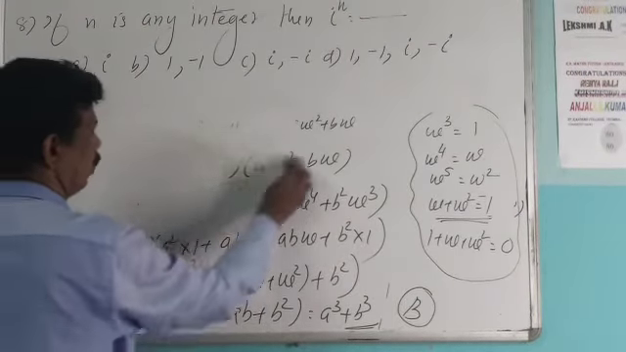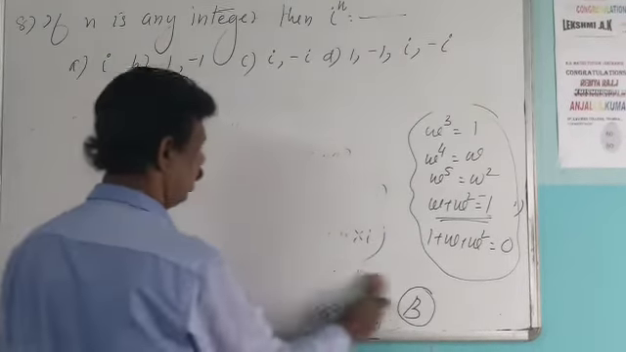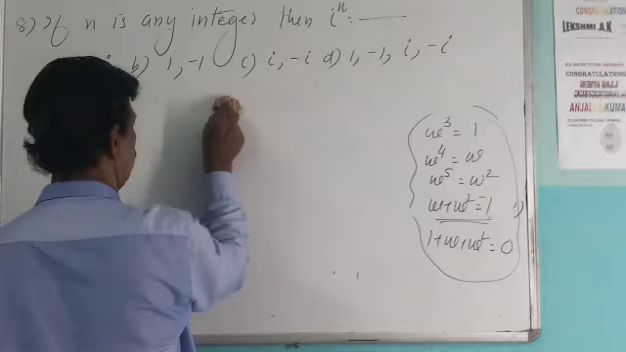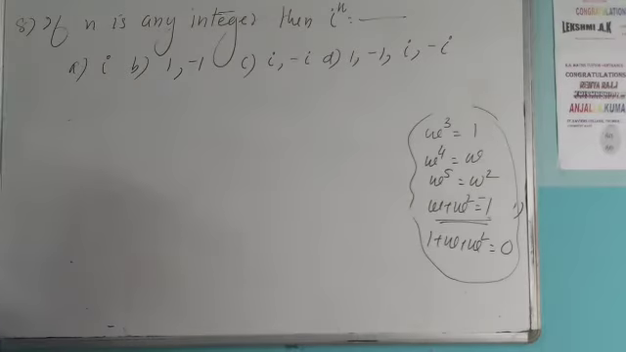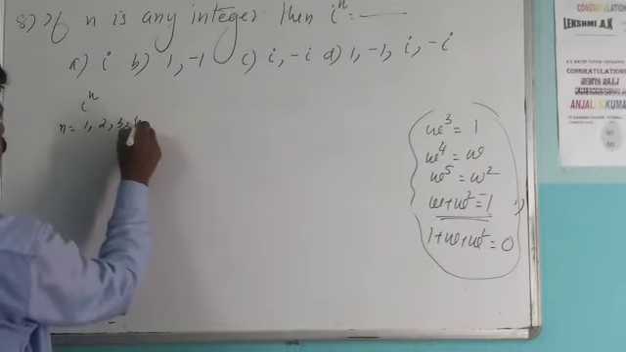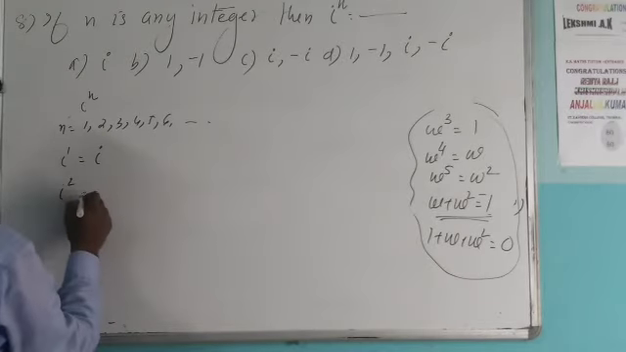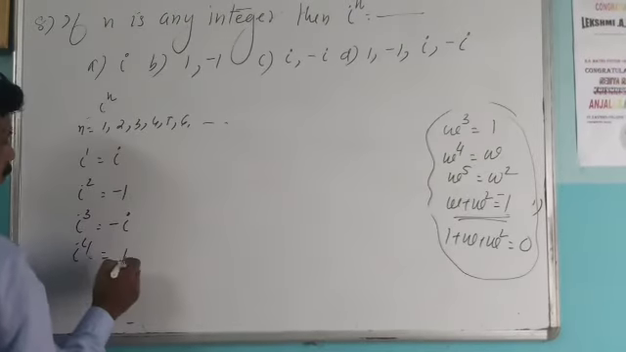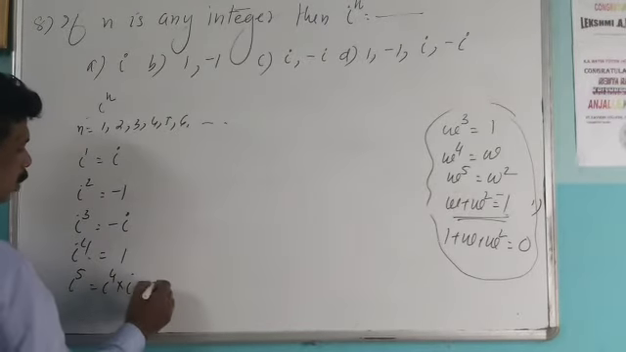If n is equal to 1, we can write i to the n equal to i. If n equal to 2, then i² is equal to −1. If n equal to 3, i³ equal to −i. If n equal to 4, i⁴ equal to 1. If n equal to 5, i⁵ equal to i. Put n equal to 1, 2, 3, 4, 5, 6, and so on. i¹ equal to i, i² equal to −1, i³ equal to −i, i⁴ equal to 1. For n equal to 5, i⁵ means i⁴ into i, that is 1 into i equal to i.